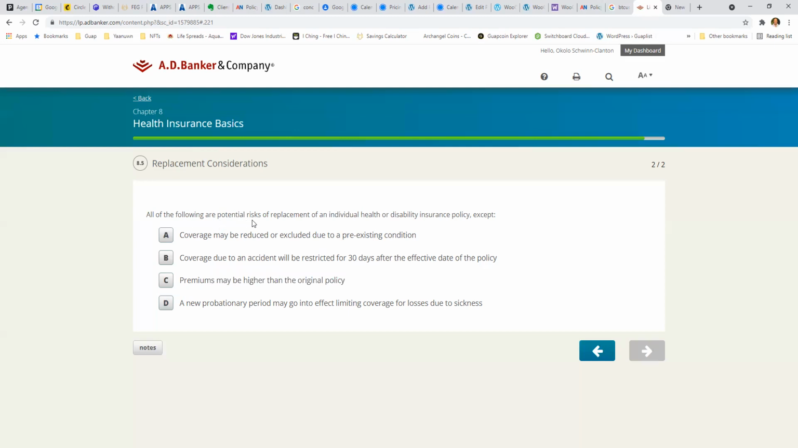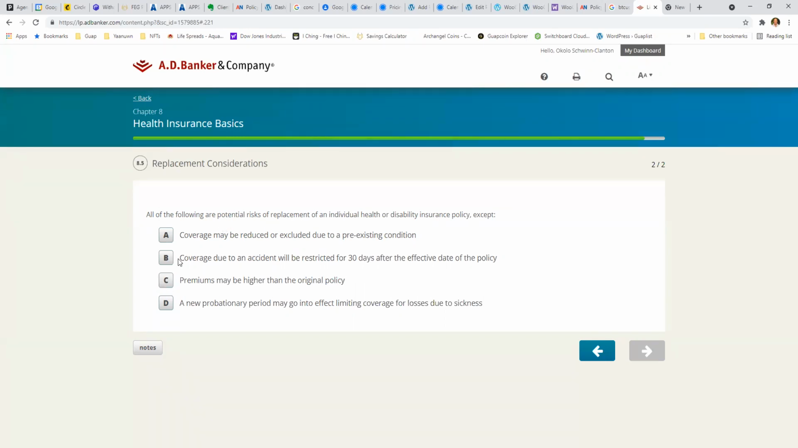All of the following are potential risks of replacement of an individual health or disability insurance policy, except coverage may be reduced. Yes. Coverage due to an illness will be restricted for 30 days after the effective date of the policy. I don't believe so. Premiums may be higher. Yes. A new probationary period may. Yes. So now this is something interesting. All of the following are potential risks. Okay, I think I might be reading too much into it.